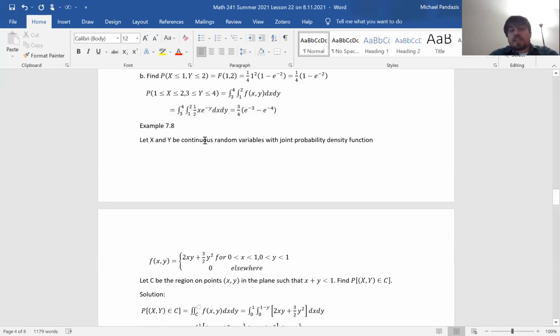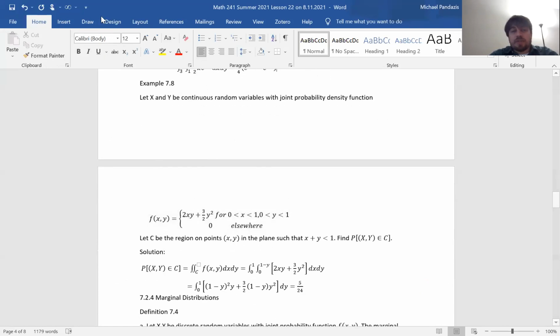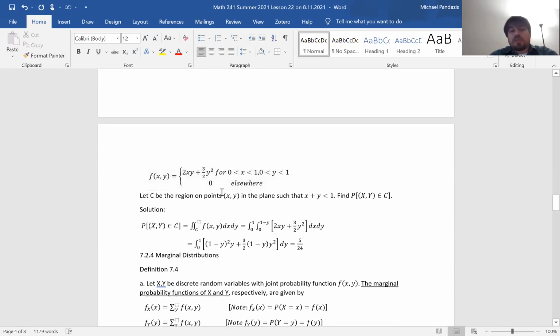Let x and y be continuous random variables with joint probability density function little f of x comma y, which is equal to this. If x is between 0 and 1 and y is between 0 and 1, strictly between them, you have this expression and you have 0 everywhere else. Let C be the region of points x comma y in the plane such that x plus y is less than 1. Find the probability that x comma y is in C.